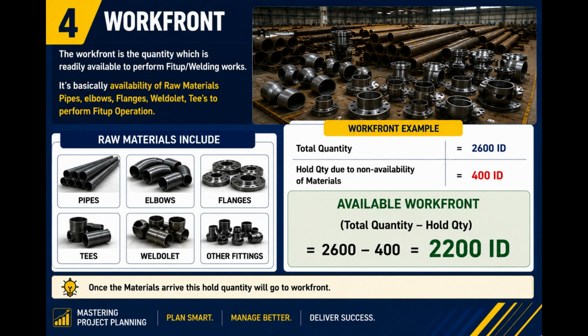So as you know, work front is nothing but the quantity available. Suppose some materials are not available, like your weld flange or your elbows are not available, then you may not be able to perform the pipe to fitting welding. So that goes into the hold quantity. We call it hold quantity due to non-availability of materials. Let us assume 400 inch area. So in that case, the team will have only 2200 inch area of work front.